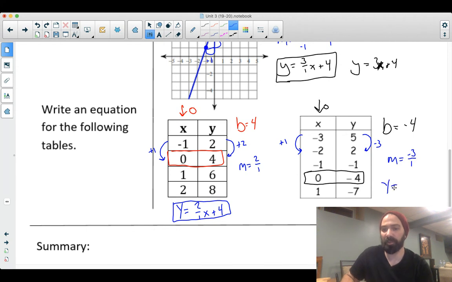We get y equals mx plus b, in this case, minus b. And you're all done. That's how you take a table and get your equation.